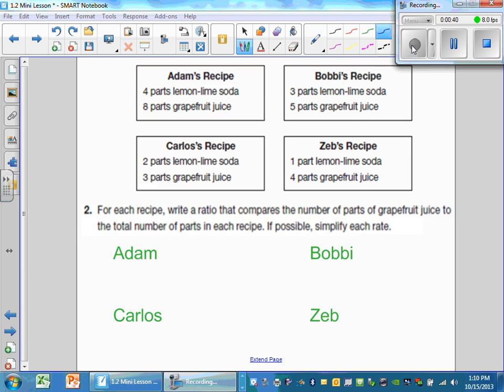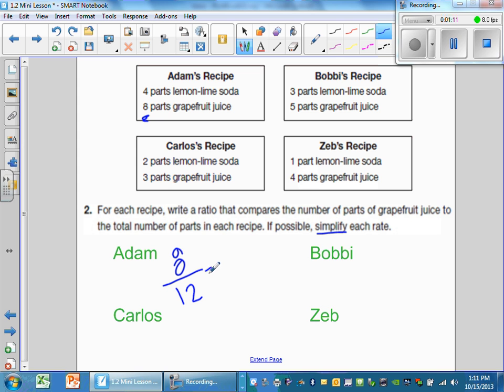Number 2 says, for each recipe, write a ratio that compares the number of parts grapefruit juice to the total parts in each recipe. If possible, simplify each rate. Well, if we start with Adam, we want his part grapefruit juice, which is 8. Grapefruit juice is right here on the bottom, over his total number of parts, which we just did in part 1. We said that Adam had a total of 12 parts.